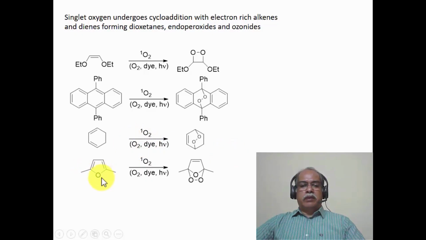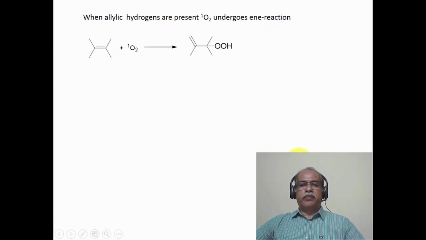So in the last example, 2,5-dimethylfuran is reacting with singlet oxygen, forming an ozonide kind of a molecule. This is as an ozonide of hexadiene, for example. So these are some characteristic examples of reactions of singlet oxygen with olefins and dienes and so on.